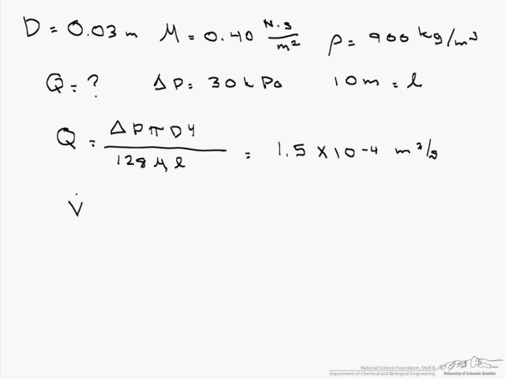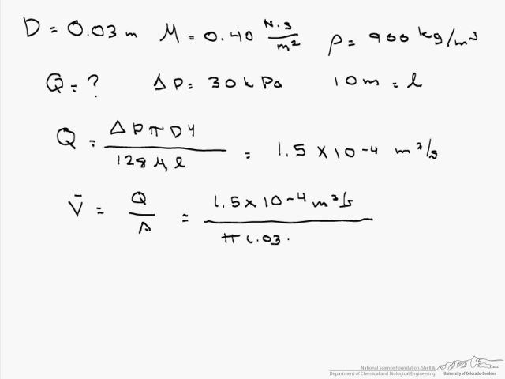So we find our average velocity, which we would use in the Reynolds number, which is our Q over A, which is 1.5 times 10 to the minus fourth meters cubed per second, divided by pi d squared divided by 4. And when we calculate this, we find that our velocity is 0.21 meters per second. This is our average velocity.